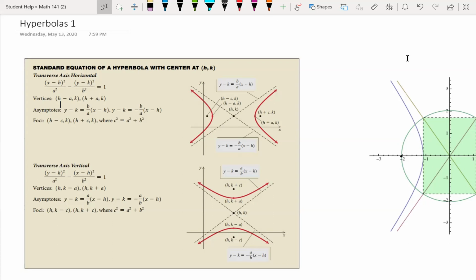So in this first set of examples, A squared is underneath the x variable, so the hyperbola is opening in the direction of x, or left, right. And then in the second example, A squared is under the y variable, so we have the hyperbola opening in the direction of y, up and down.